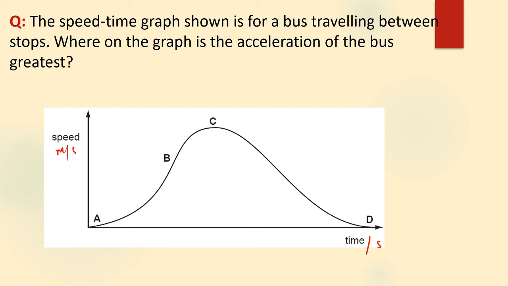So we are going to draw the gradient at different points to see the acceleration. At A, that's the gradient. At point B, we can draw the gradient this way on the graph. And for C, that's the gradient of the graph. And D is almost straight here. So now at A, the gradient is small, so it means it has a low acceleration at A.